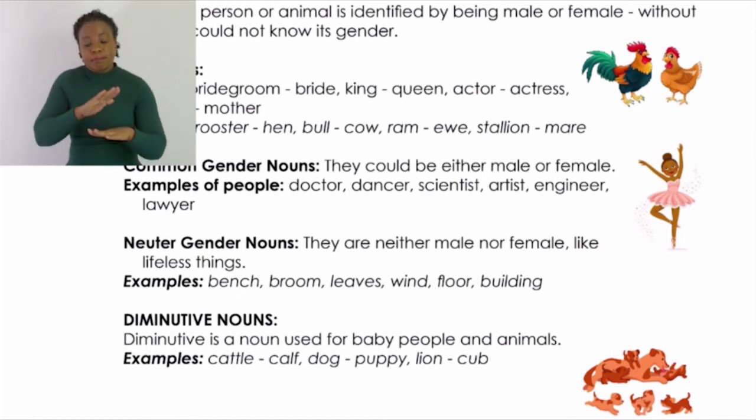For example, the young one of cattle is a calf. The young one of a dog is a puppy. The young one of a lion is a cub. We can go on and on listing the adult animals and their young ones.